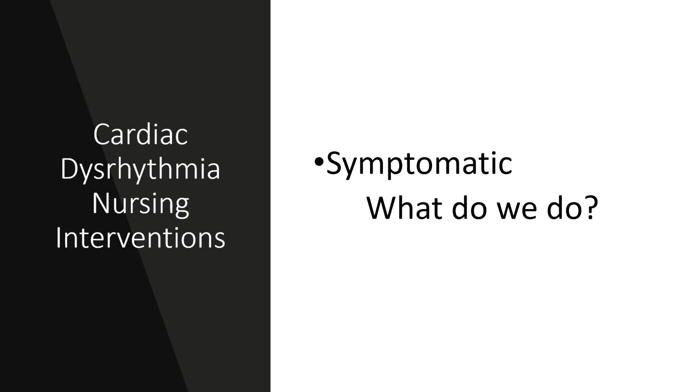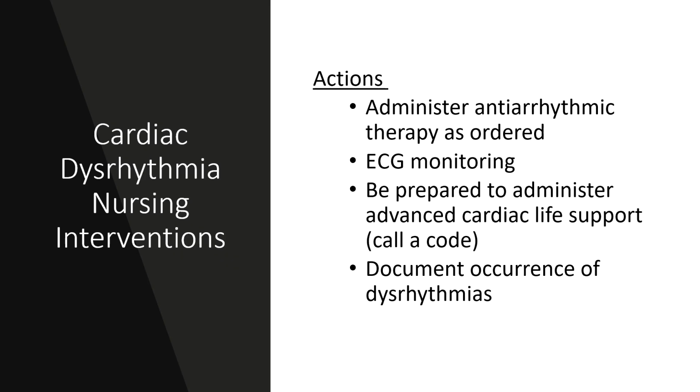Is your patient symptomatic? Is your patient asymptomatic? Like I said, is your patient's heart rate slow? How are they tolerating it? Check a blood pressure, check vital signs. Is your patient's heart rate fast? Once again, how are they feeling? How are they tolerating it? Is their blood pressure okay? Do they look normal? And then, of course, having your EKG monitoring. Do we have an order for an antiarrhythmic? Be prepared to start CPR or do ACLS, and document any occurrences of dysrhythmias.